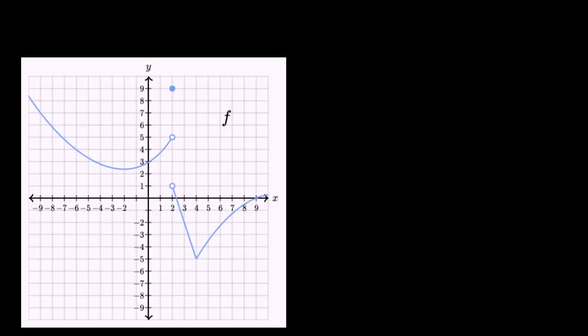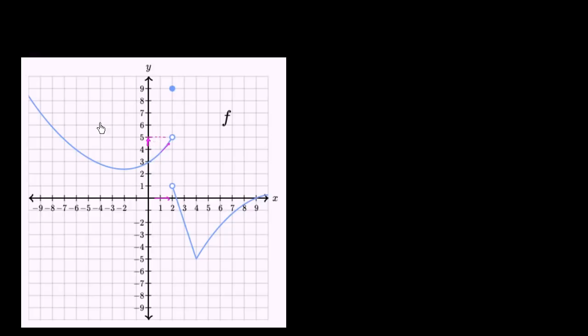So if we were to ask ourselves, what is the value of our function approaching as we approach x equals 2 from values less than x equals 2? As you imagine, as we approach x equals 2, so x equals 1, x equals 1.5, x equals 1.9, x equals 1.999, x equals 1.9999999, what is f of x approaching? And we see that f of x seems to be approaching this value right over here. It seems to be approaching 5.